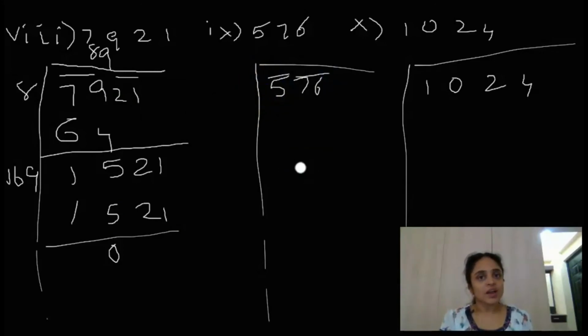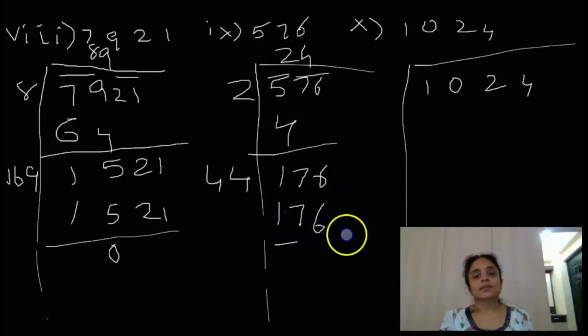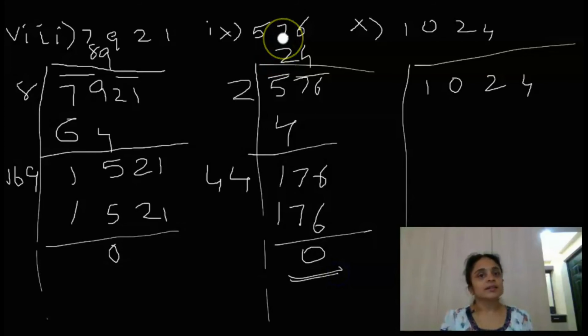Okay. Now let us find the square root of 576. So we have paired these numbers, and 2 square is 4 less than 5. So 2 into 2 is 4. Then 5 minus 4 is 1. Then bring this 76 down. 2 plus 2 is 4. Then 4 into 4 is 16. So let us see whether 4 is that number. 44 into 4 is 176. Remainder is 0. Which means 24 is the square root of 576.